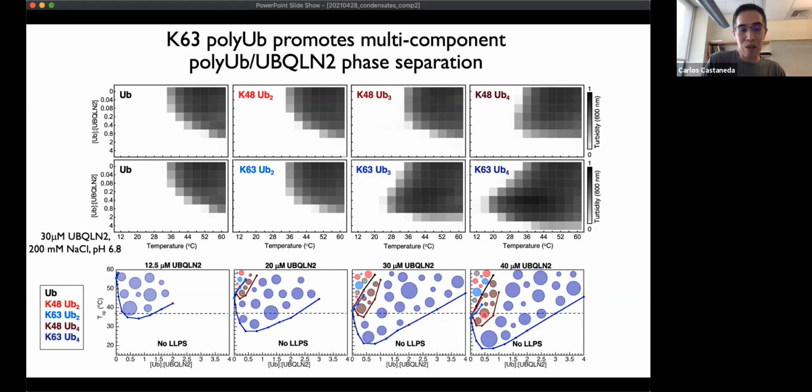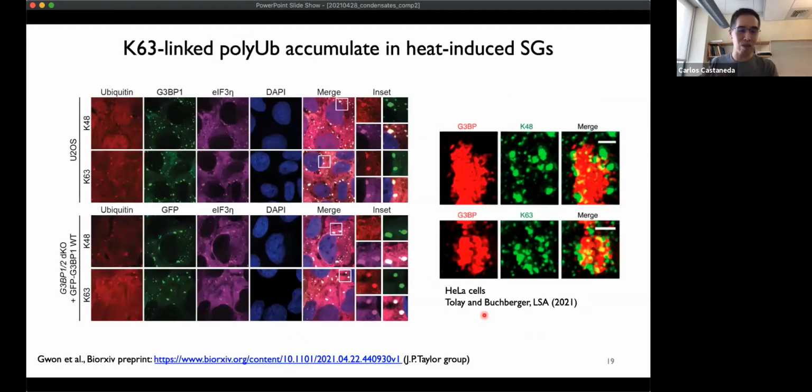Why is this interesting? Why is this really exciting for us? So for the last couple of months, we've been focused on looking at the literature. There's actually a recent preprint by Paul Taylor's group that came out a few days ago, whereby they're showing that K63-linked polyubiquitin actually accumulates in heat-induced stress granules.